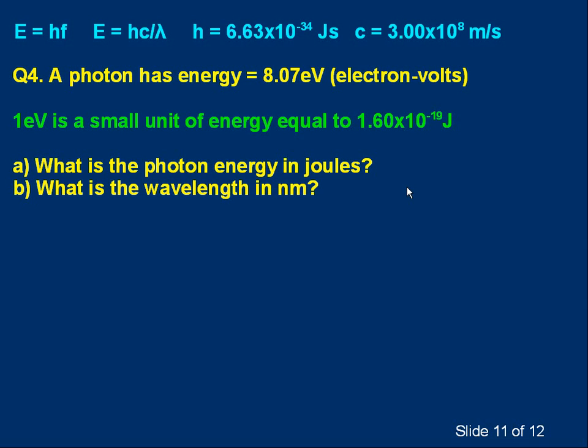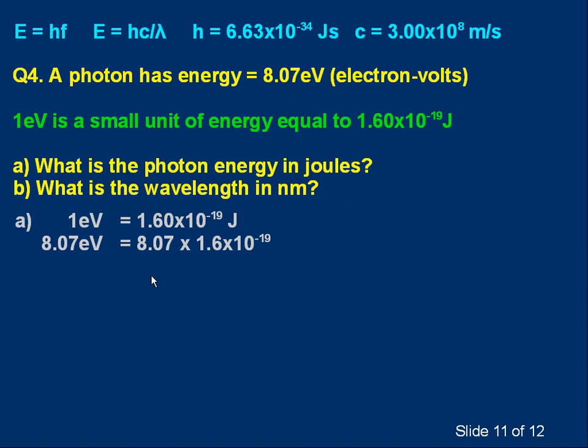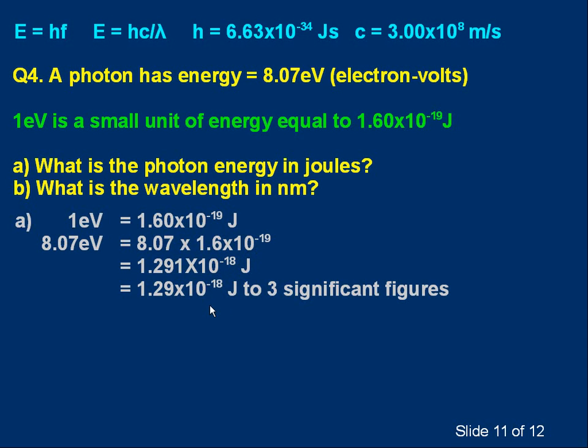Okay, well I hope you've had a go. Let's go through the working. 1 electron volt is 1.6 times 10 to the minus 19 joules. 2 electron volts is twice that. If we've got a photon with 8.07 electron volts, the energy in the photon is 8.07 times 1.6 times 10 to the minus 19 joules. It comes to 1.291 times 10 to the minus 18 joules. Should really round that to 3 significant figures because the data supplied is 3 significant figures. So that's the photon energy converted into joules.